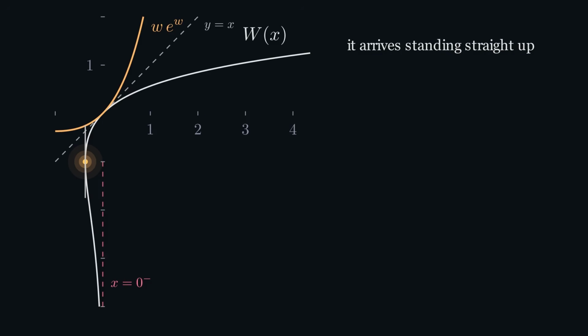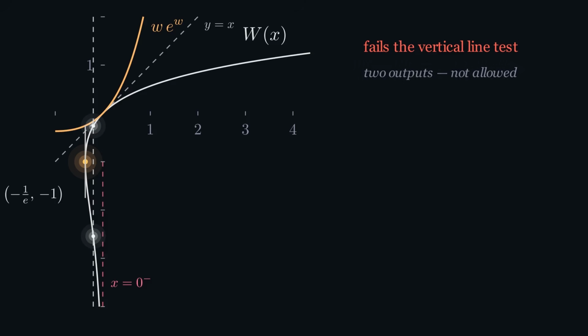But now, a problem. Between x equals negative 1 over e and x equals 0, the reflected curve fails the vertical line test. Of course it does. That is exactly the strip where we counted two solutions. And a function is not allowed to give two answers. So we slice the curve into two separate functions.